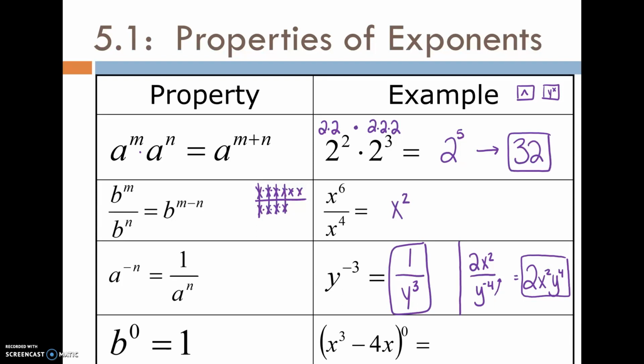If you remember, negative exponents move. If you see a negative exponent, you have to do something with it. You have to move it to the denominator or from the denominator to the numerator.